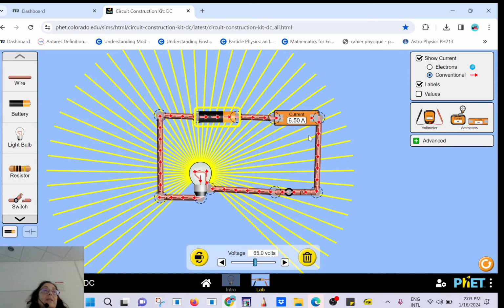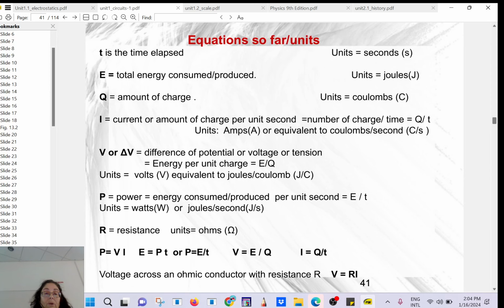That's how you measure current. The unit is amps, which means coulombs per second. It means that you have 6.5 coulombs of charge per second going through this. Is that clear? And then you have voltage. Voltage is like pressure. So in the homework due tonight, you can use those equations. And then we talked about power.